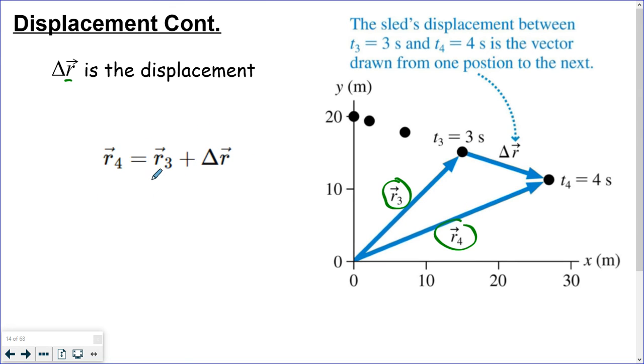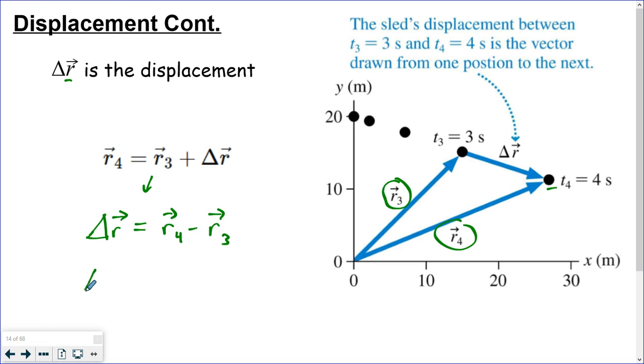This is how your book defines it, but I like to solve this equation to say this. Your change in position, your displacement vector, is equal to, in this case, we'd subtract R3. So it'd be the vector R4 minus the vector R3. The position vector at time 4, that's this guy, this length right here, minus the position vector at time 3 gives us this length right here.